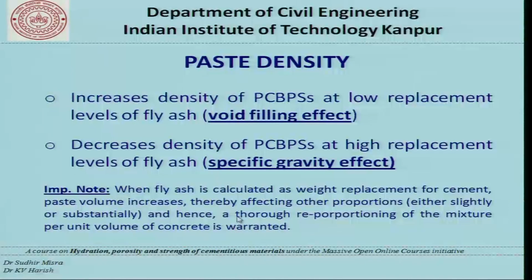One important note, I am just reading, it is self explanatory. When fly ash is calculated as weight replacement for cement, paste volume increases, thereby affecting other proportions either slightly or substantially, depending upon the dosage that is used and other physical properties like fineness or particle size of fly ash, and hence a thorough reproportioning of the mixture per unit volume of concrete is warranted. So, what it means is that since there is change in the density of the Portland cement based paste system, and what we have seen in mixture design sometime in the first 10 lectures, when there is variation in the density, that affects the volume, and in turn that also affects the weight. So, if there are any changes in volume or density or weight, it actually affects the volume relationship, and hence a reproportioning of the mixture is required whenever fly ash is used at certain replacement levels.